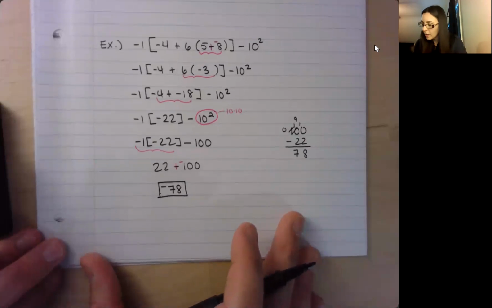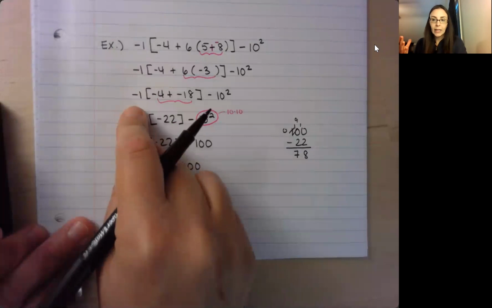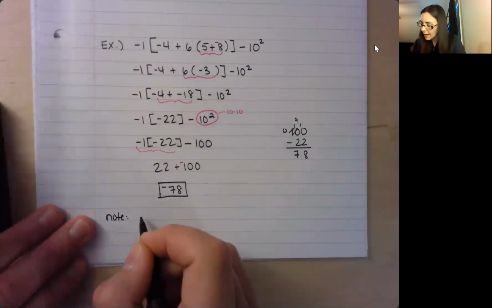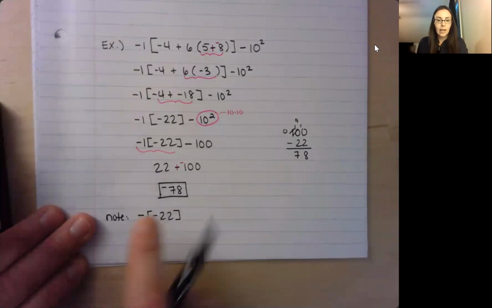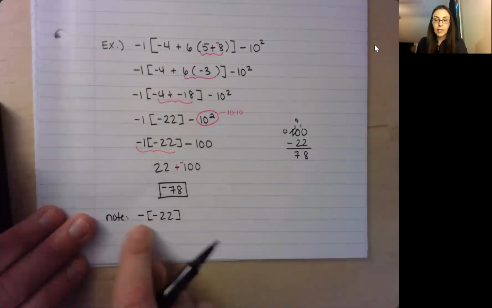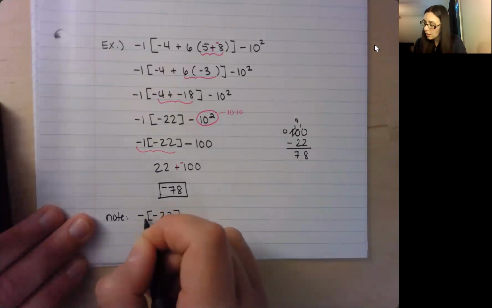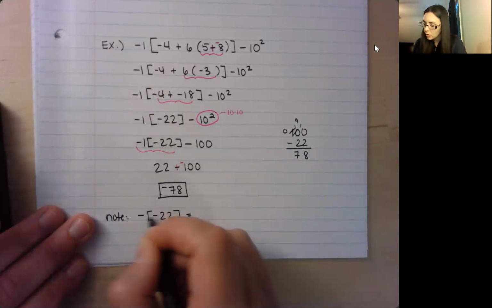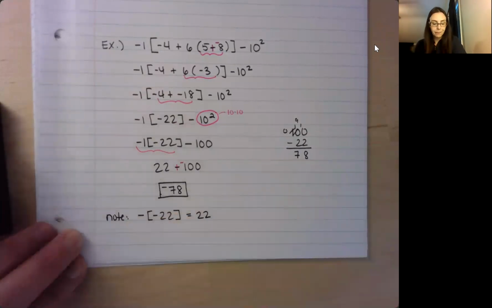Okay. One other thing to note here is I did have a negative 1 out front. Sometimes we won't put the 1 in. So if you ever see something like a negative next to another number like this, so a negative next to a negative, just remember that means multiplication here. And then negative times a negative is a positive. So you can always put a 1 in if you need it, but it still works. Two negatives cancel out and you get 22. So you may see it that way as well.